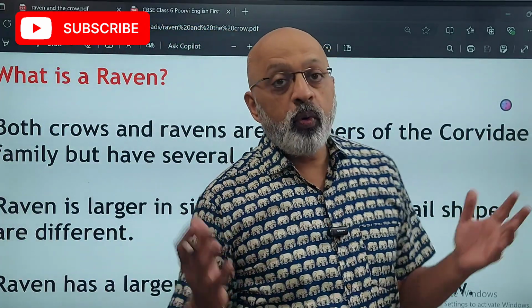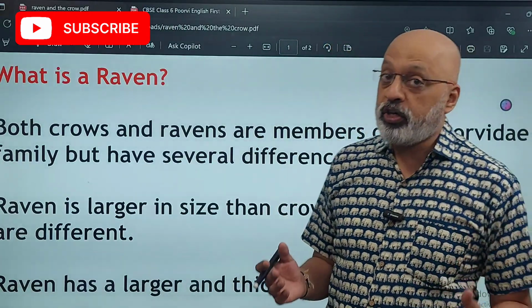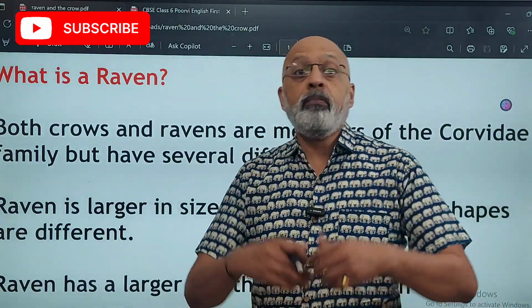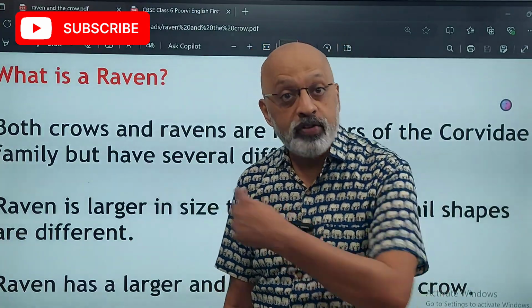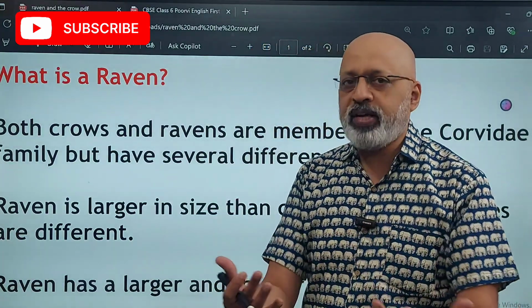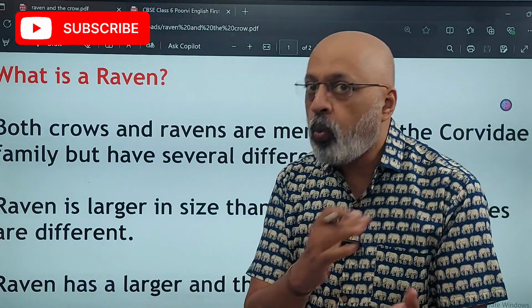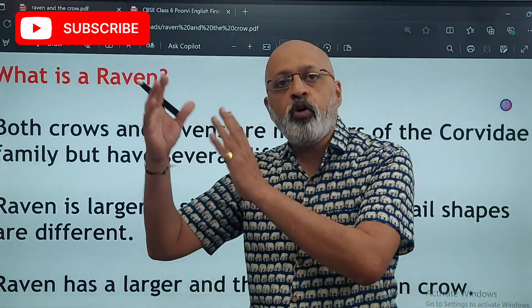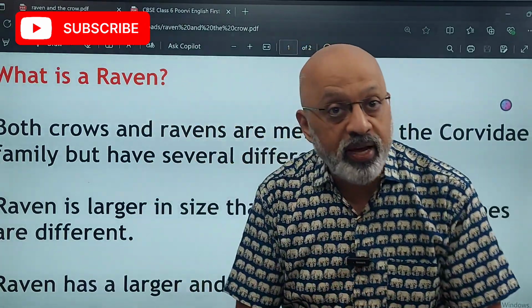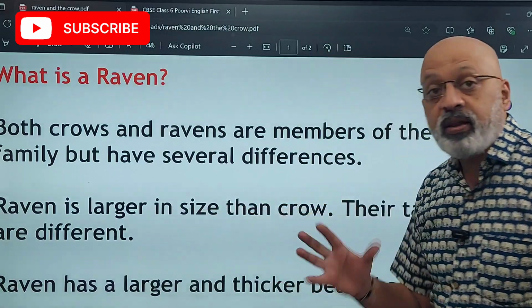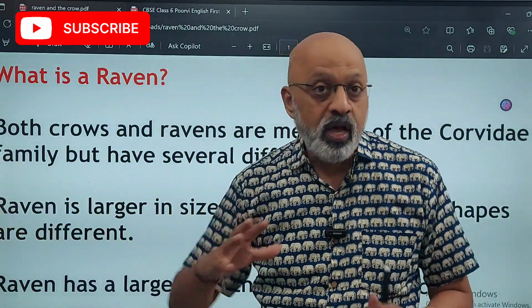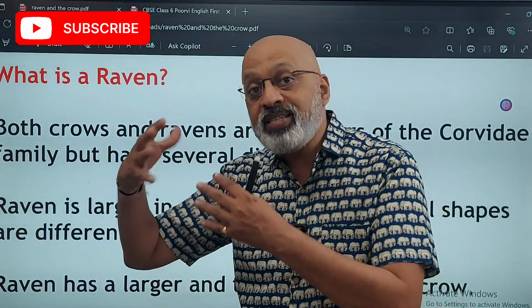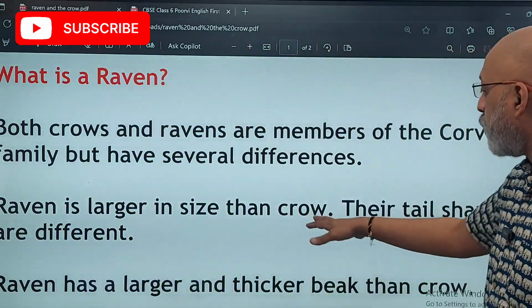So if you were given an exercise by your teacher in your school, list out half a dozen differences between crows and ravens, all that is here. It can be part of an exercise. In any case, you should know what is really the difference. Ravens are generally found more in Europe, mainly in countries like England. So raven is larger in size than the crow. You must have seen a crow around your house. So raven is larger in size compared to a crow.